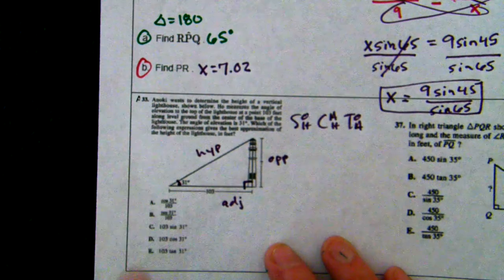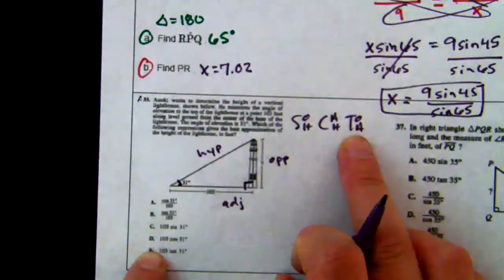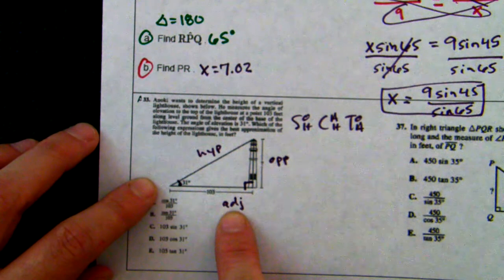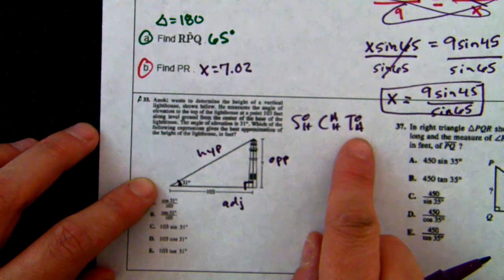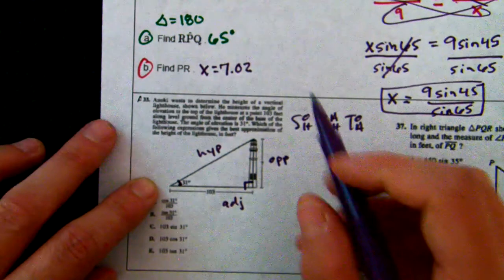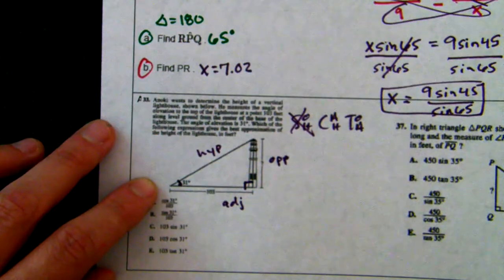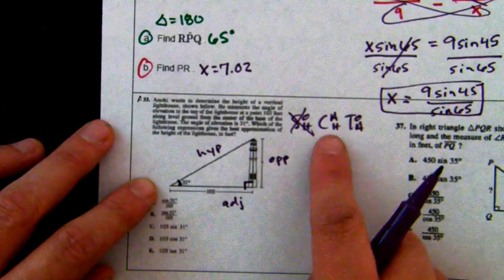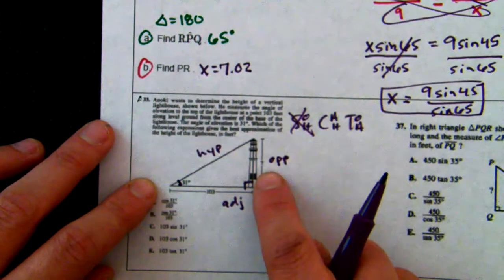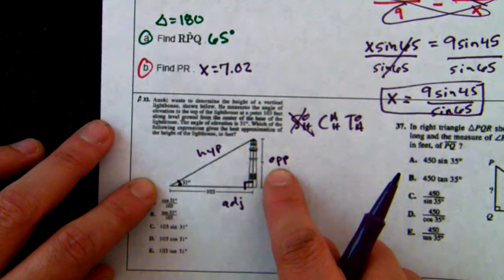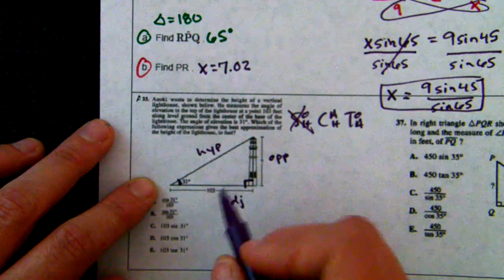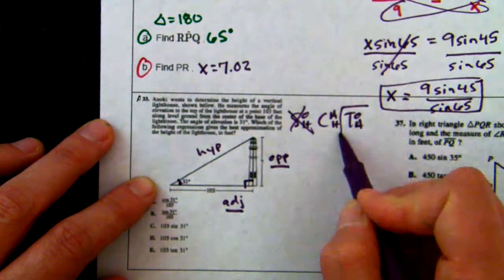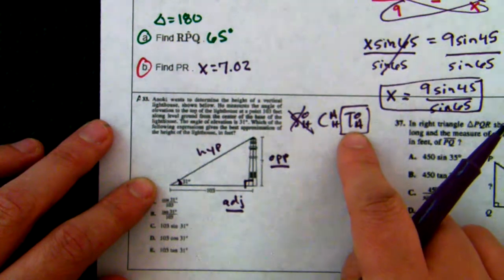I'm looking for which one of these I'm going to use. I always start with what I'm given: the adjacent side. So I know I need a trig identity that has the adjacent side in it. I can immediately eliminate sine. I know I'm given adjacent, so it has to be one of these. I'm trying to find opposite, so I need a trig identity that compares adjacent and opposite. The one that compares adjacent and opposite is tangent.